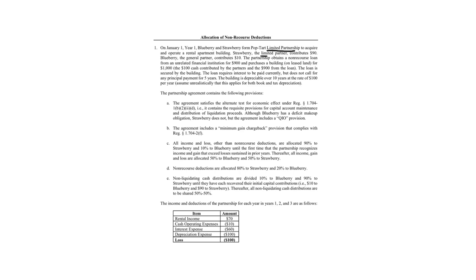Strawberry, who's the limited partner, contributes $90. Blueberry, the general partner, contributes $10. The partnership obtains a non-recourse loan, that's important, non-recourse loan, from an unrelated financial institution for $900 and purchases a building, which is on leased land, for $1,000. The $100 cash contributed by the partners and the $900 from the loan is what's used to pay the $1,000.